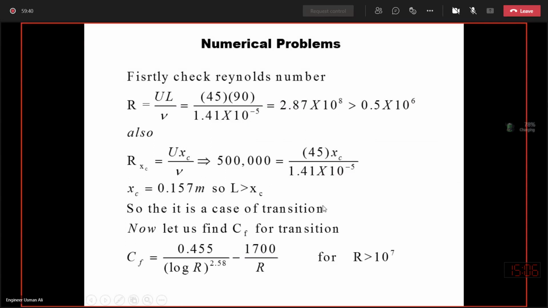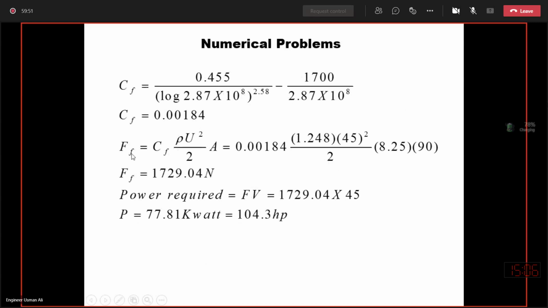So for transition boundary layer, we need to find the coefficient of friction drag. And when R is greater than 10 to power 7, we know this is the formula to use. Putting the values, we can get Cf, and we know friction drag is Cf rho u square by 2 into A. Putting the values, this is the area of the plate, so it is 1729 Newton. So when you do it at your places, you should check and confirm the answers. Power required to overcome this friction drag will be F into velocity. So that is 77 kilowatt or 104.3 horsepower of the engine of the train required to overcome this friction drag.